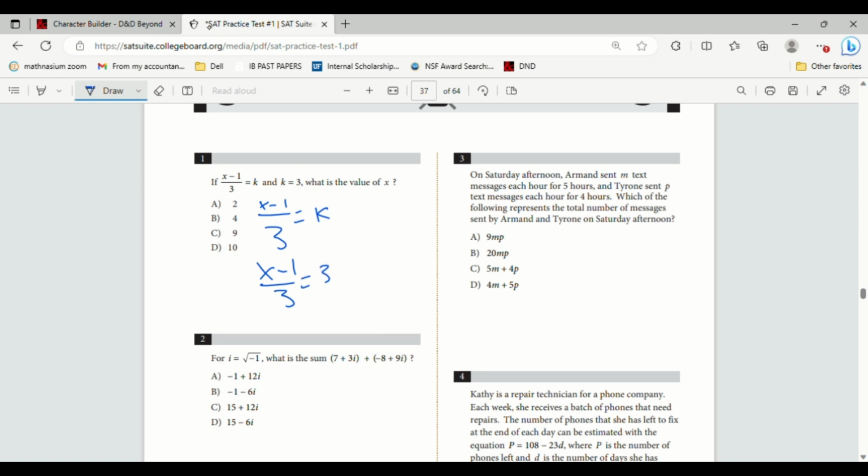Multiply by 3 on both sides to get rid of that fraction. The 3's cancel out. We have x minus 1 equals 9. Add 1 to both sides, we get x equals 10, and 1 is D.